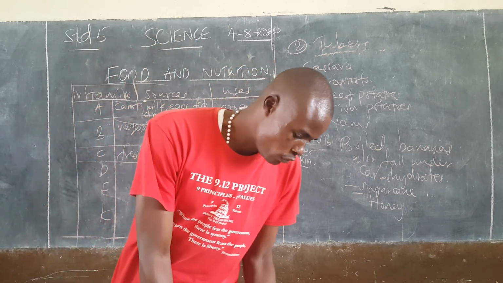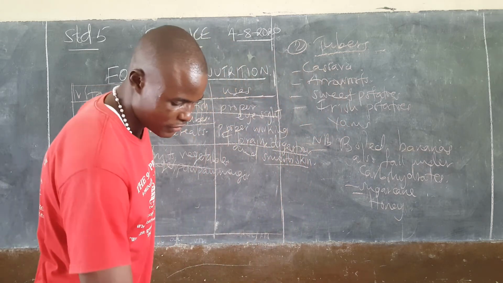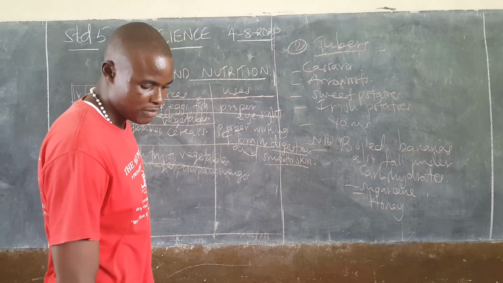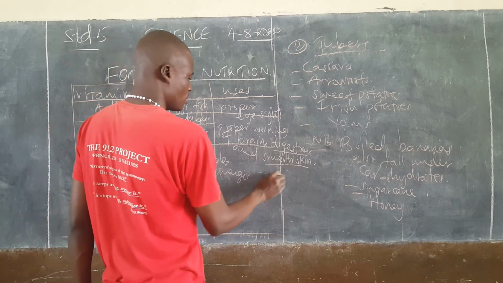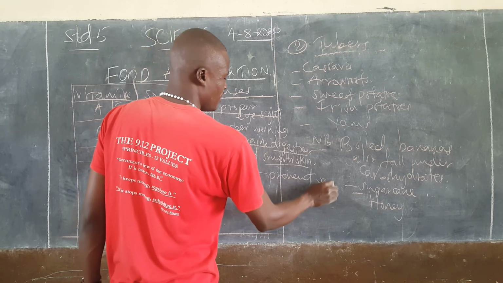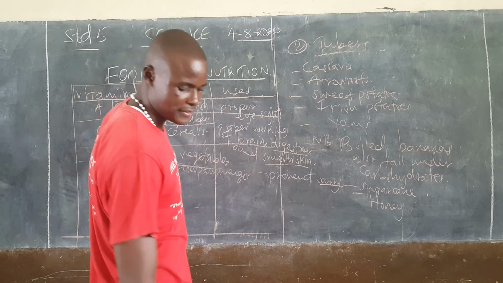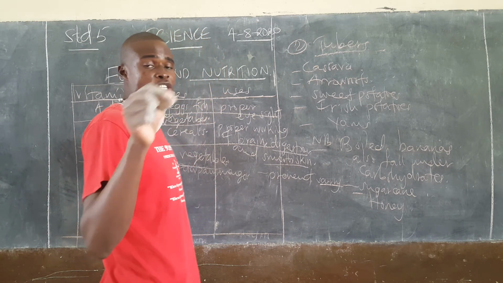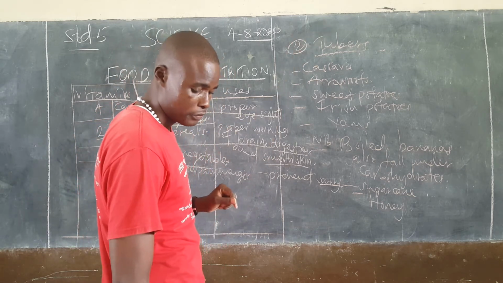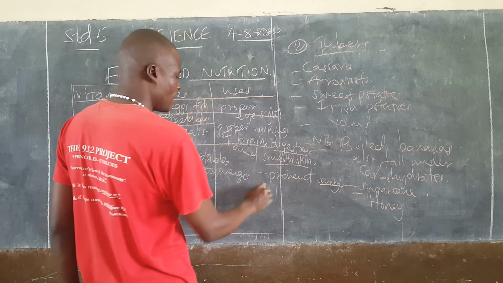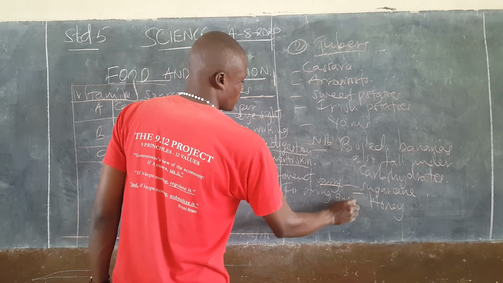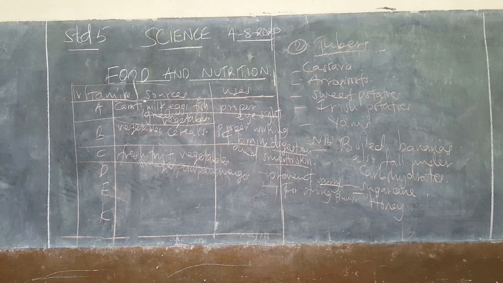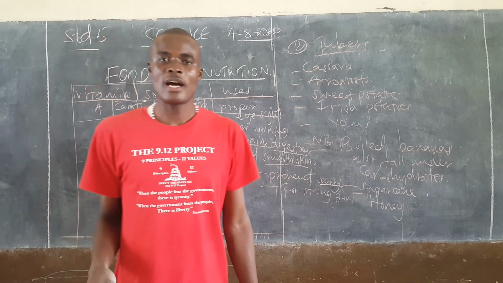So what do they do? They prevent scurvy. And scurvy is simply bleeding gums. And for strong gums, they prevent scurvy. And we have said what scurvy is? Scurvy is simply bleeding gums. We mentioned bleeding gums in class 4. And then we also mentioned for strong gums. So for strong gums, Lana, we need that.